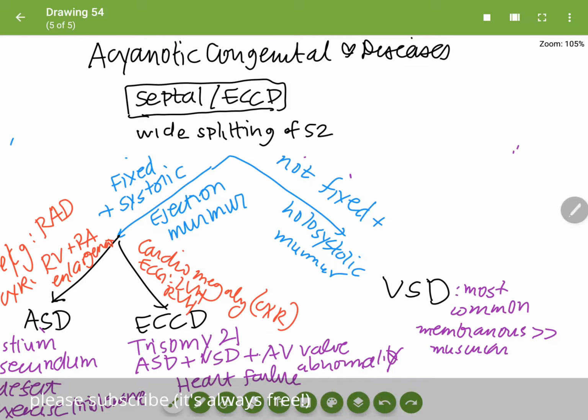But if not, you're basically going to see left ventricular hypertrophy on EKG, and cardiomegaly on chest X-ray. And you reached the end of my lecture.